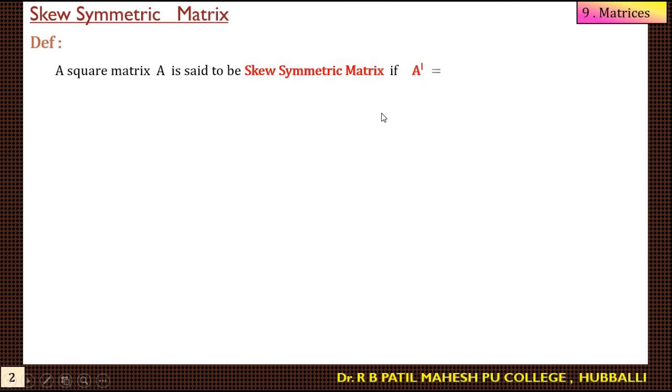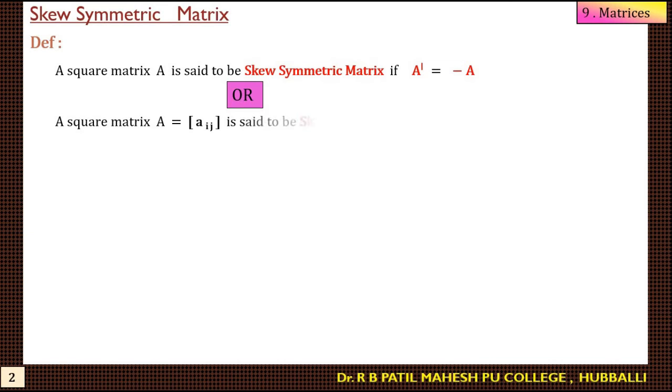Now the definition of skew symmetric matrix. Definition: a square matrix A is said to be a skew symmetric matrix if A dash is equal to minus A. That means when you find the transpose matrix, if that matrix is equal to minus A, then it is called a skew symmetric matrix.